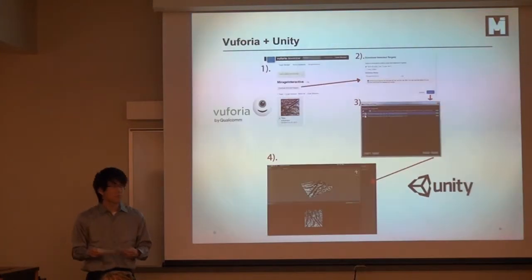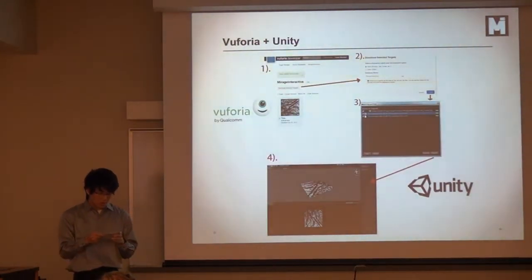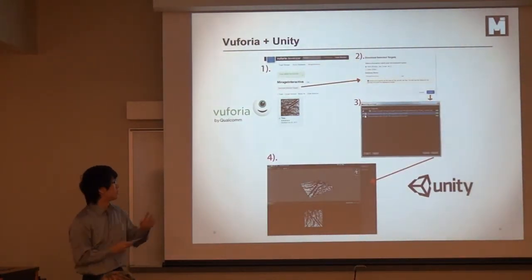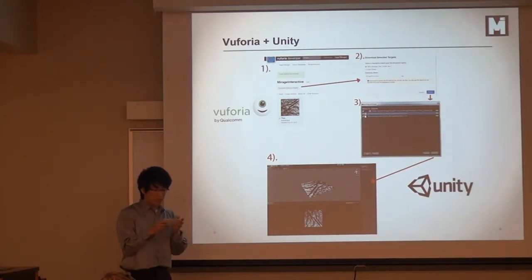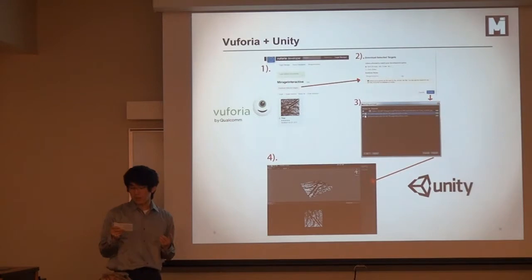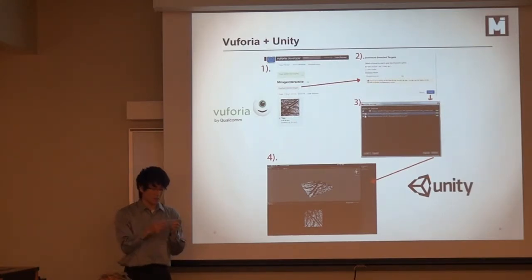So, to put in one of these image targets, step 1, you must first upload the image, the tree in this case, to the Vuforia developer website. Step 2, once the image is approved, we download the Unity package automatically created by the Vuforia website. Step 3, we import the target image into Unity. And step 4, it is ready to be used as one of our target images.